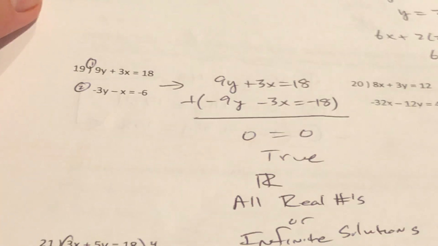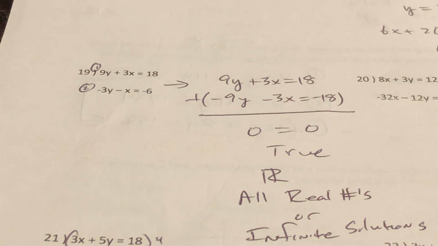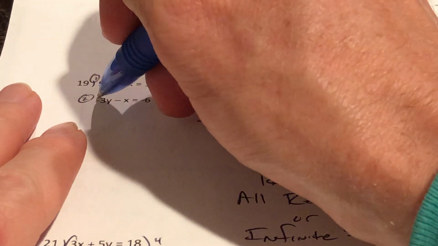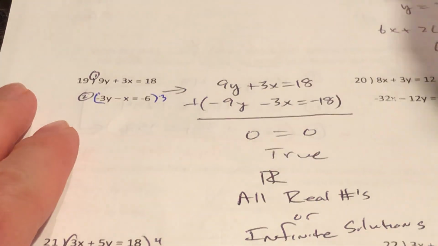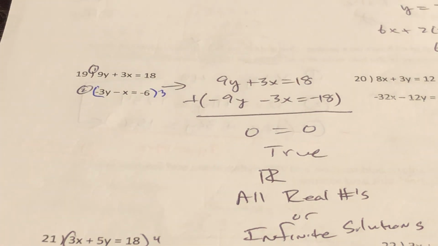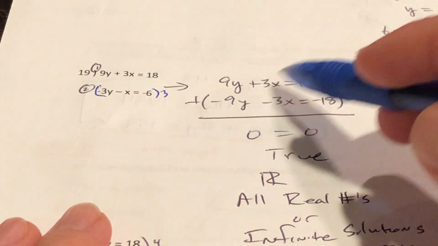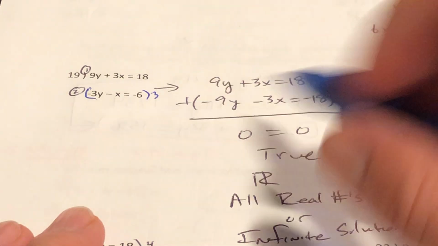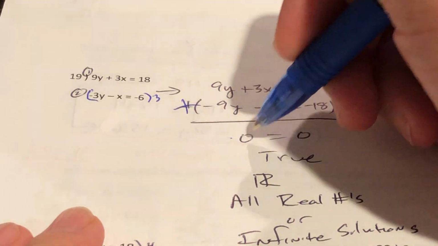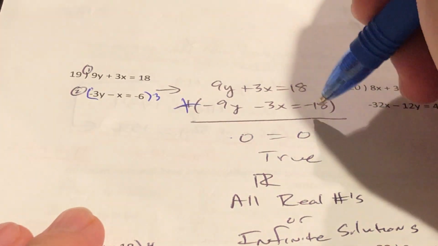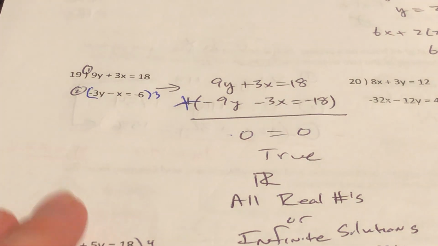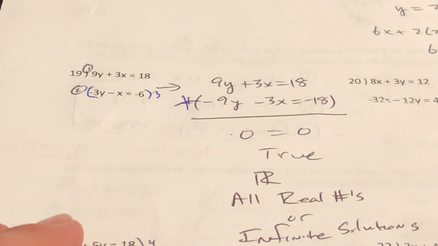All right, let's do 19. I tripled the bottom equation. Doesn't matter if you want to get rid of x or y. You would triple negative 3y to get negative 9y. Now the y's are opposites. You would triple a negative x to get a negative 3x. Now the x's are opposite. So it doesn't matter if you want to get rid of y or x. They're opposites, so we're going to add the equations together. Get 0 on the left side equals, look at that, 18 and negative 18. Those are opposites. That's a true statement.